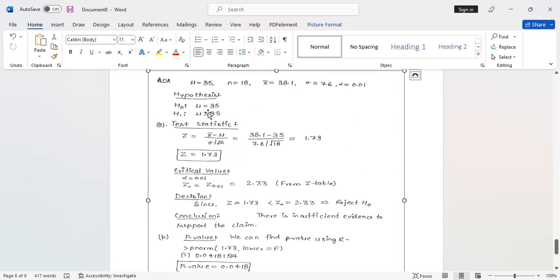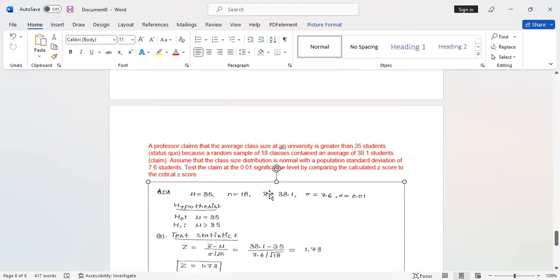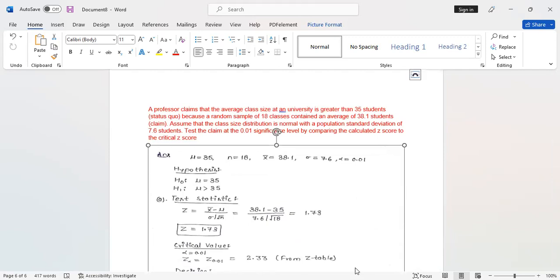Our mean is 35. Mu is greater than 35. Z was 1.73. And the critical value you find here, since it's a single-tailed test, is 2.33. Then since Z is less than 2.33, we accept. We don't have sufficient evidence to reject the claim. But using the p-value, because the question was in 2 parts.